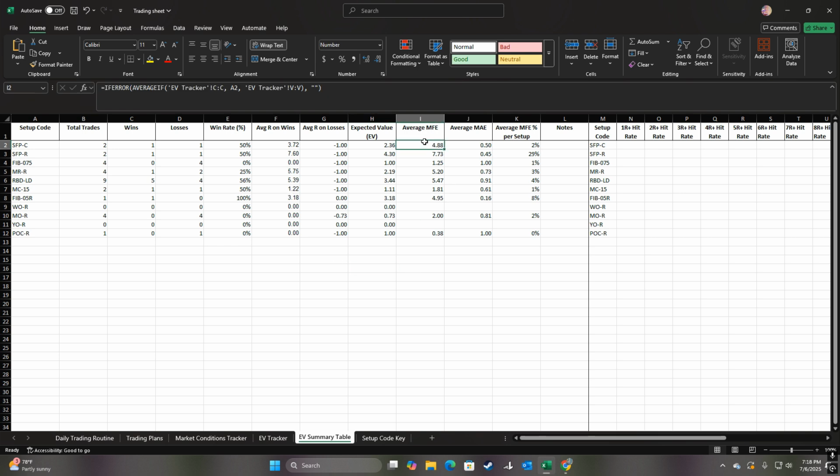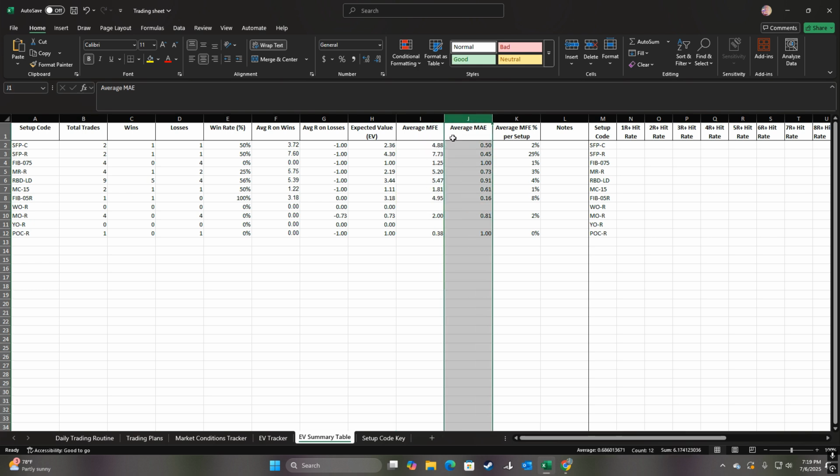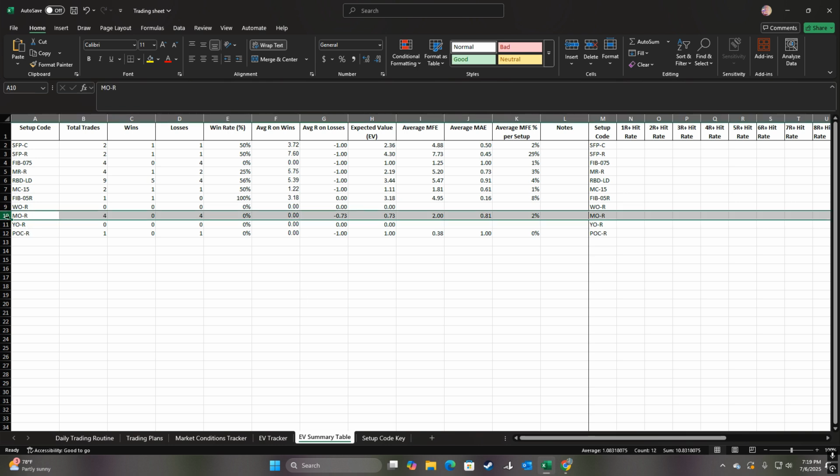But you need this. You know how useful the average MFE is and the average MAE is, right? This tells you right here how close you were to... How do I want to put this? So this is the monthly open retest setup, right? This MFE says that every single time I take this setup and go long or short, the average amount that price moves in my favor and almost hits my R is 2. So I'll give you an example.